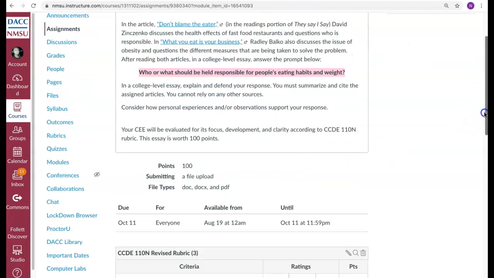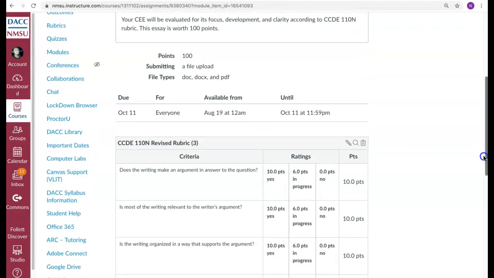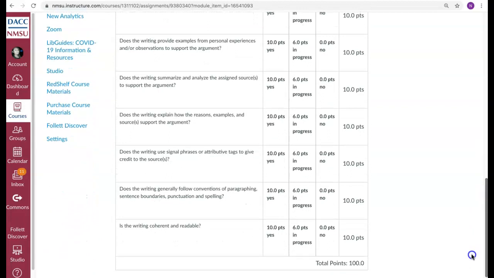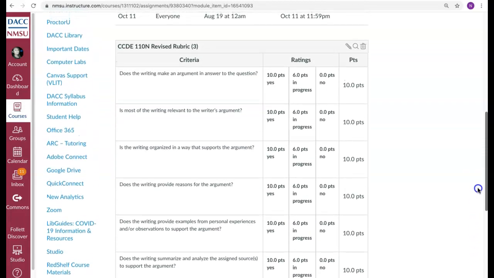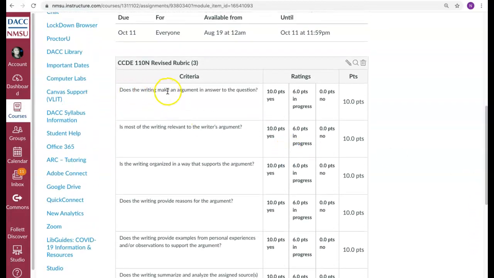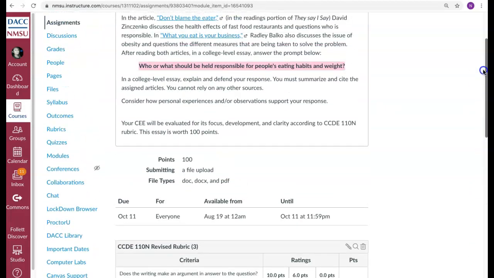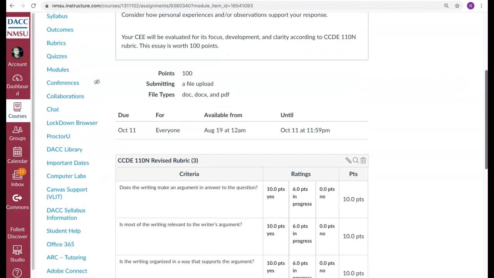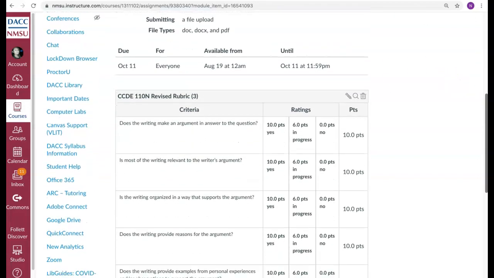And this is worth 100 points, and right here we have the rubric. So this right here tells you what you need to do in the essay. For example, does the writing make an argument in answer to the question? This basically means, do you have a thesis statement that answers this question? Then we have, is most of the writing relevant to the writer's argument? So are you staying focused on the argument?